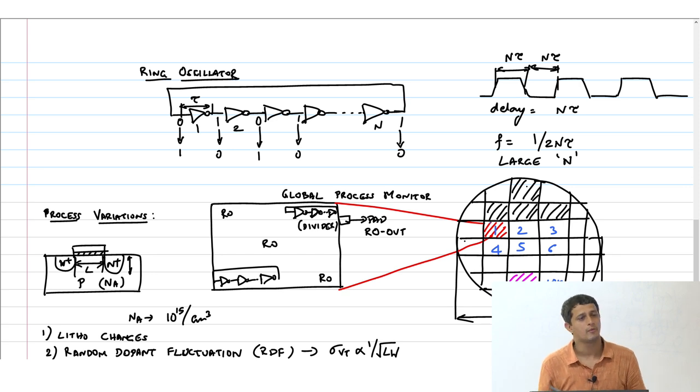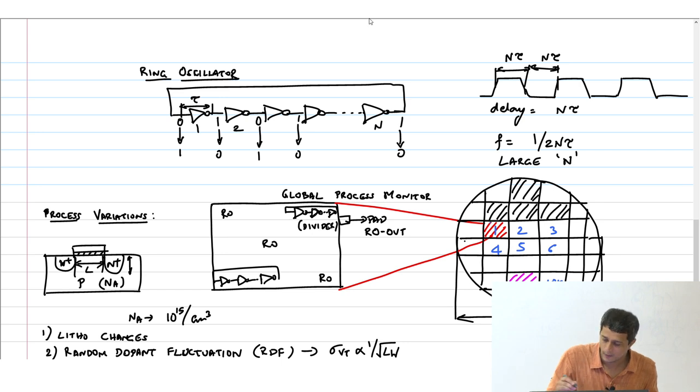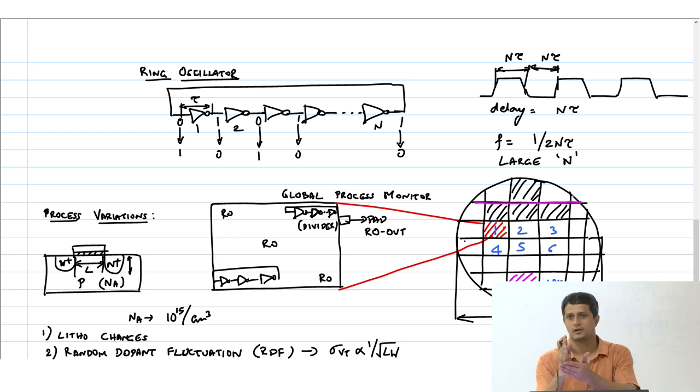So what the fab does is, in this wafer here, this is actually the place where the wafer will be diced. It means you're going to cut it, right? You will cut it in these directions and send this chip back to the customer. But before you cut it, you have access to that space. This space is called the kerf.